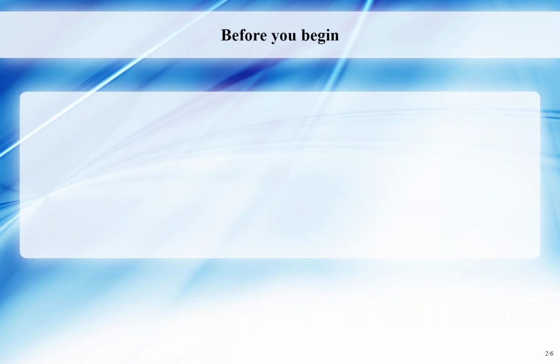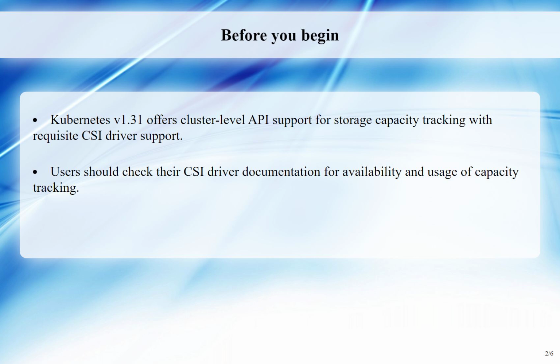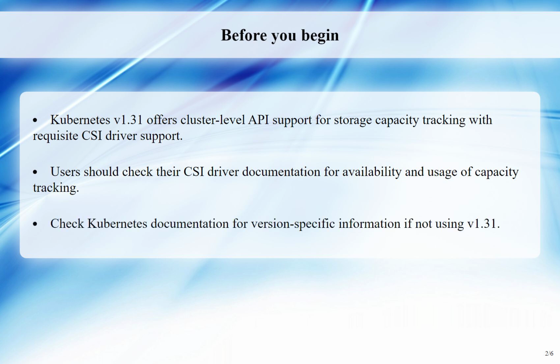Before you begin, Kubernetes v1.31 now has cluster-level API support for storage capacity tracking, but users must have a CSI driver that supports this feature. Users should refer to the documentation for their CSI drivers to see if capacity tracking is available and how to use it. If not running v1.31, users should check the documentation for their specific version of Kubernetes for more information.